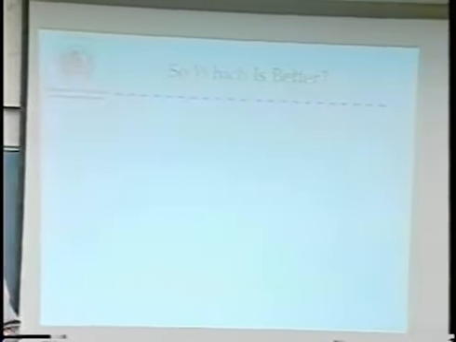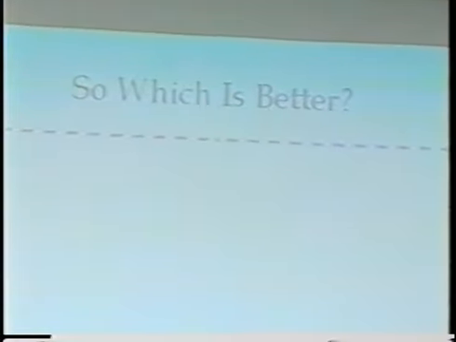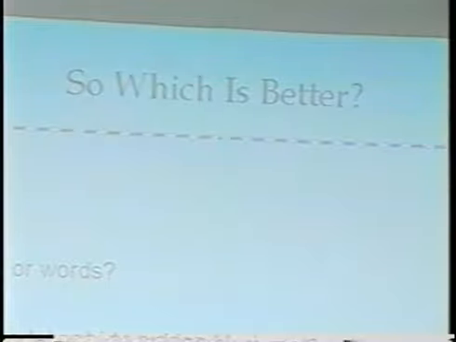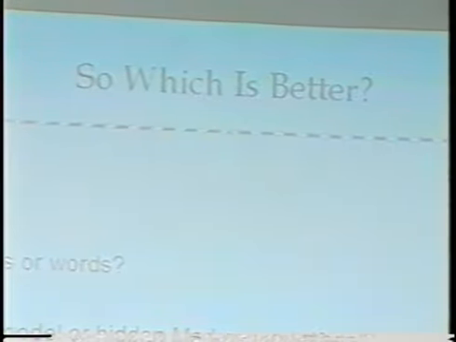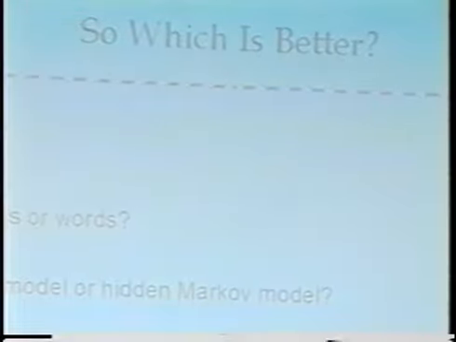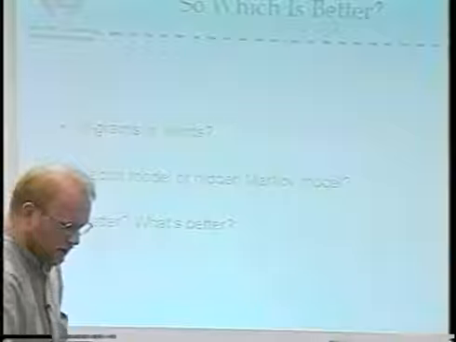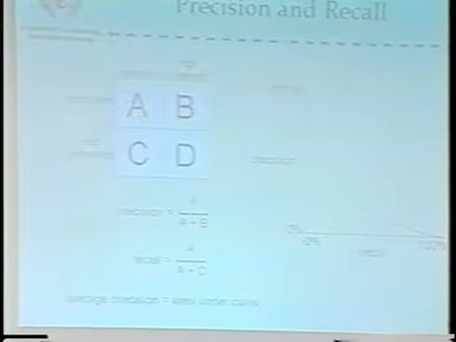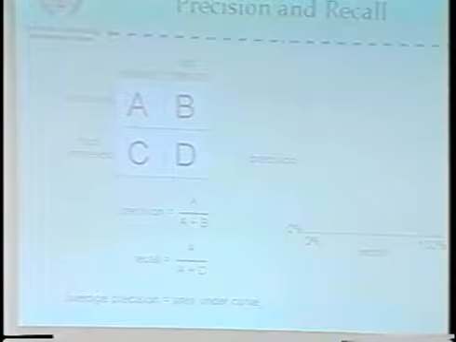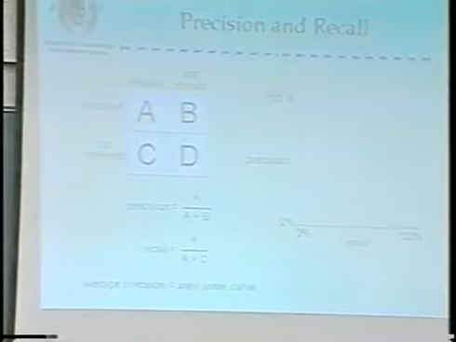So now we have two types of indexing terms. We have two similarity metrics. Which is better? N-grams or words, vector model or hidden Markov model. The answer is better. What do you mean better? Okay. We need some kind of metric to assess how well we're doing. So let me talk about how that is done in information retrieval circles. There are two notions that are used in information retrieval called precision and recall.